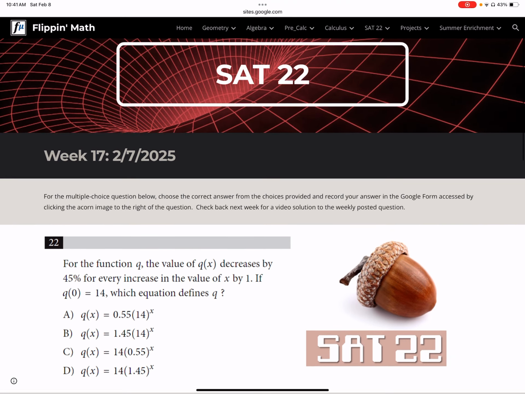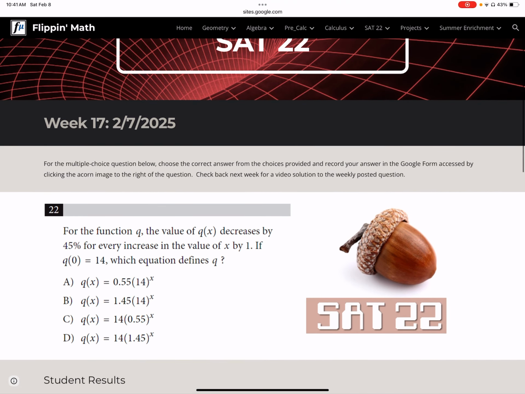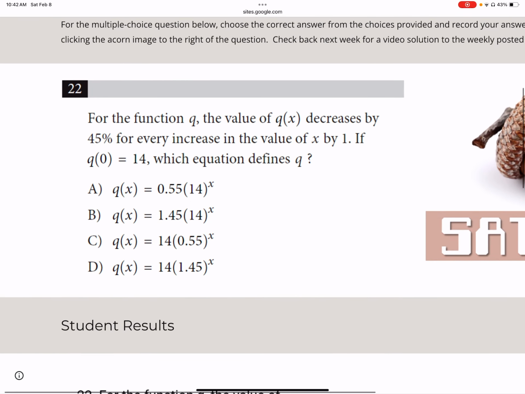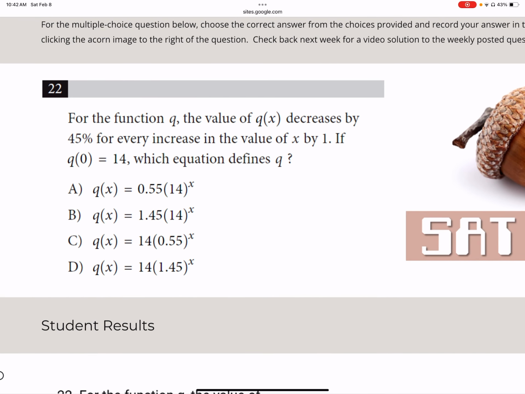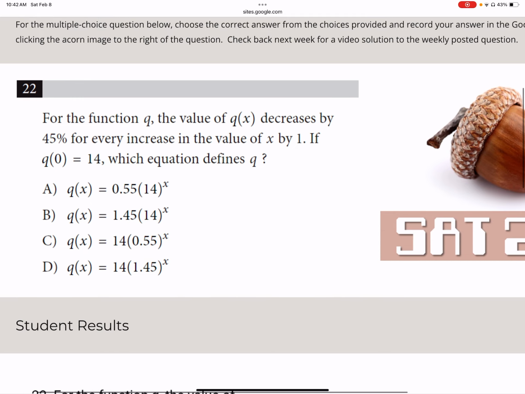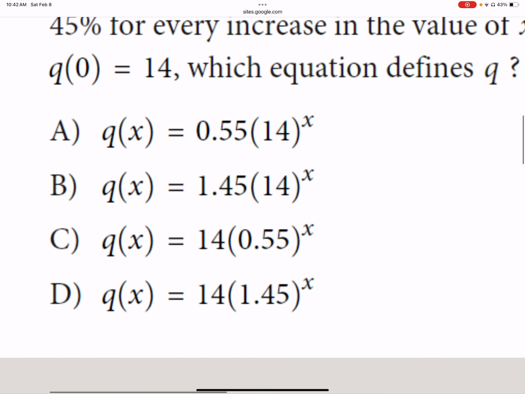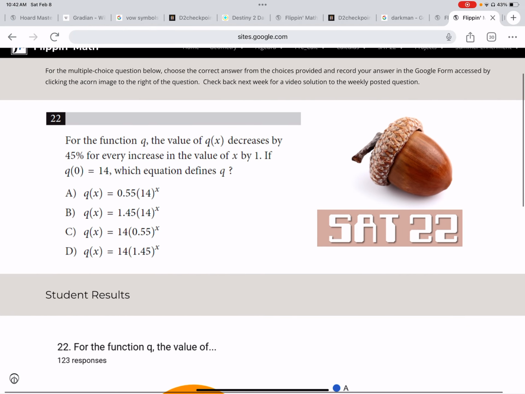SAT 22 for the week of 17. Let's take a look at our question. For the function q, the value of q of x decreases by 45% for every increase in the value of x by 1. If q of 0 is equal to 14, which of the following equations defines q? And you can see that we've got some choices of some exponential equations.